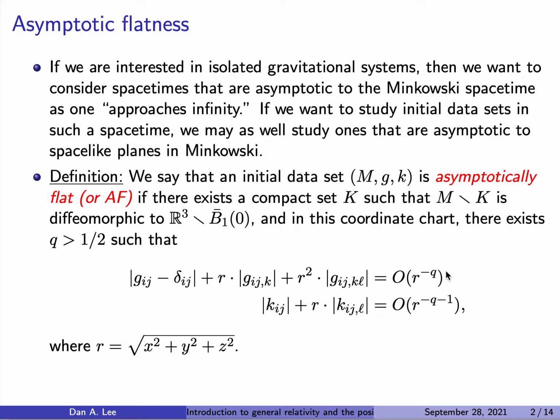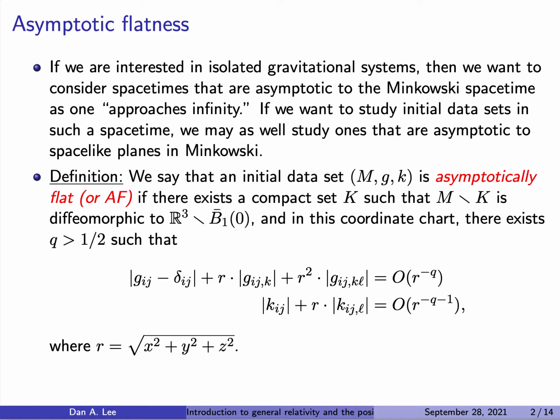And basically, we have these equations that tell you that the difference between our metric and the Euclidean metric has to be decaying at a rate of r to the minus q. Okay, so r is just the radial coordinate in the coordinate chart. So the difference between g and the Euclidean metric decays like r to the minus q, and then this notation g_ij,k means derivatives. So this is saying that all the first derivatives of g decay like r to the minus q minus 1, and all the second derivatives of g decay like r to the minus q minus 2.